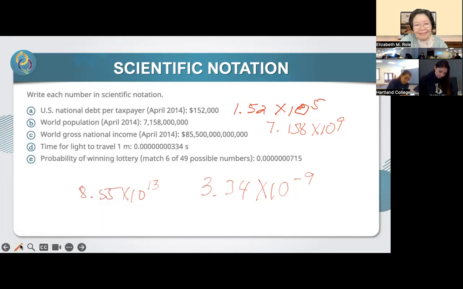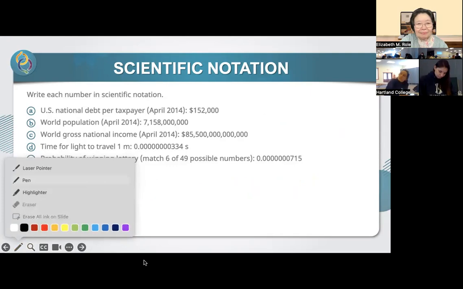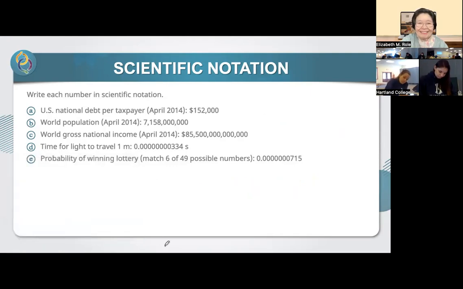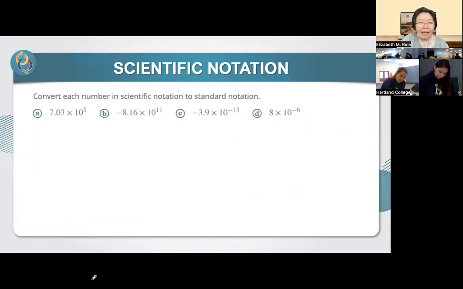So that's how it is with our scientific notation. You will have more things in the book that you can practice on. Okay, so let's now proceed. Converting now to standard notation, so it's the other way around. You now have 7.03 times 10 to the 5th, and then change it to standard. We call it standard when you just add zeros as needed.